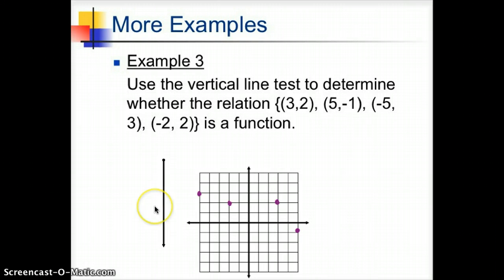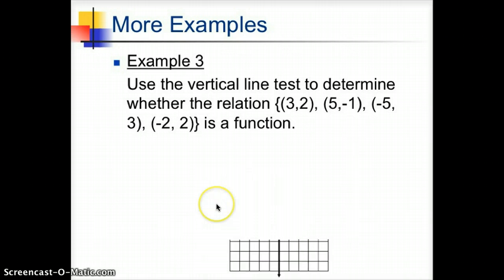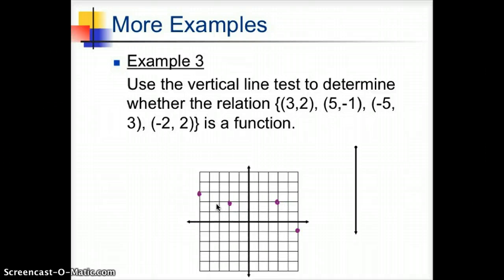If I pass this through, every time it passes one point, it only passes one point vertically. If I had done the horizontal line test, you could see that it would pass two of them at the same time, but that's not what I'm going for. So this one is a function. The vertical line test passes. So yes, it's a function.